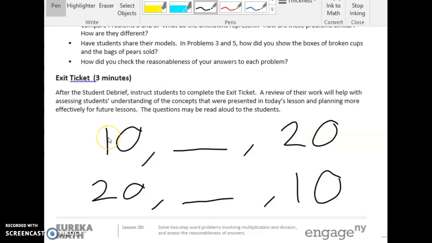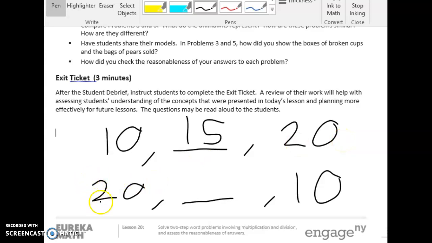So 10, if we're getting larger, I'm going to add 5. 10 plus 5 is 15. And that makes sense, right? When we count by fives, it goes 10, 15, 20.